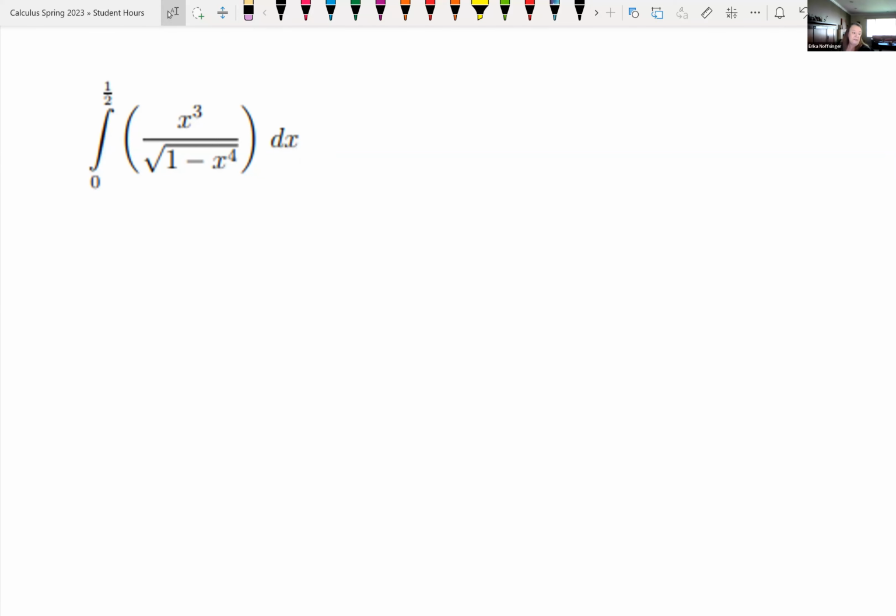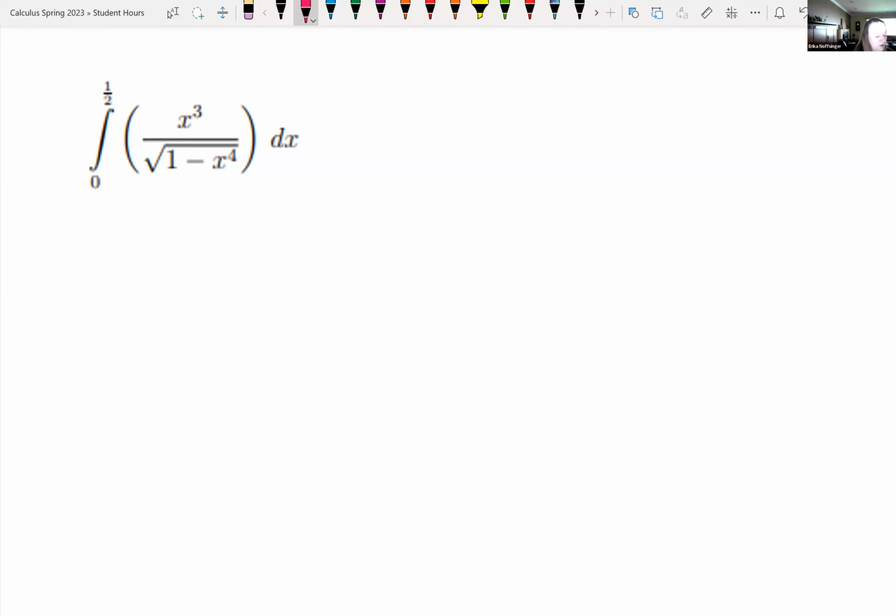Okay, so looking at the following, we have the definite integral from 0 to 1/2 of x cubed, all divided by the square root of 1 minus x to the 4th dx. So you're probably going to have a page of integrals. You might even have 2 pages of integrals, some definite, some indefinite. Looking at this, there's no way I can manipulate this by rewriting it. And so I'm looking to see if I can use substitution.